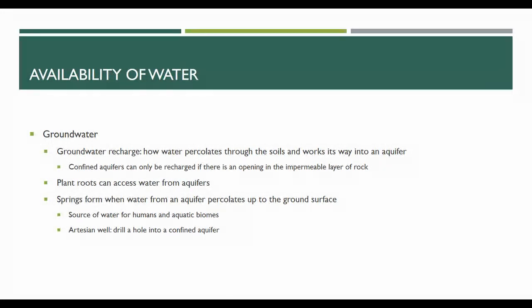One of the benefits of aquifers is that plant roots can access water from them as long as they're deep enough in the ground or the water table is high enough. And springs can form when water from an aquifer percolates up to the ground surface. And those are good sources of water for humans and organisms that live in aquatic biomes. Humans also drill wells, which is a hole that will go down into a confined aquifer.